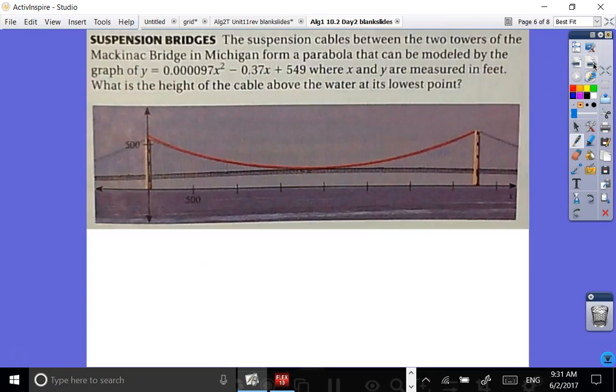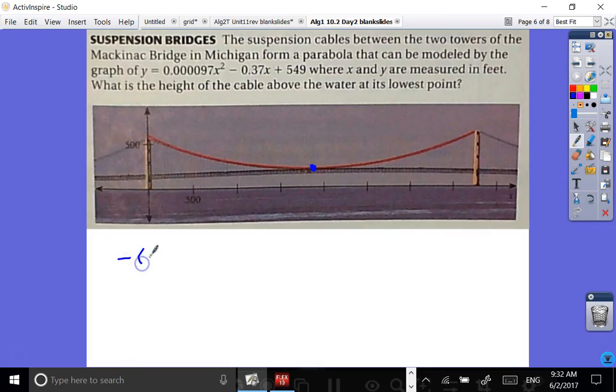Okay, here's a real-world problem. The suspension cables between two towers of the Mackinac Bridge in Michigan form a parabola that can be modeled by the graph of that function, where x and y are measured in feet. What is the height of the cable above the water at its lowest point? So what are they asking for? The minimum. So we should go through this process.